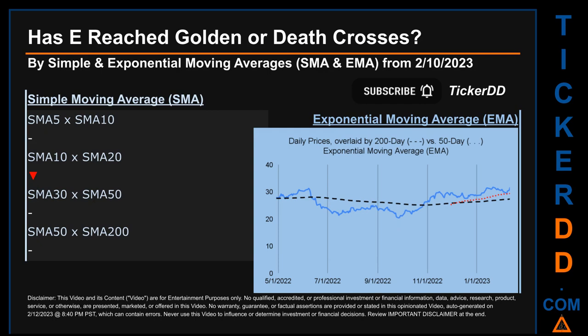Continuing with SMA, we looked across the 5 to 10, the 10 to 20, and the 30 to 50-day ranges to see if golden and death crosses had been reached. We found a death cross signal for the 10 to 20. We could not find either a golden cross or a death cross signal for the 5 to 10, the 30 to 50, and the 50 to 200.